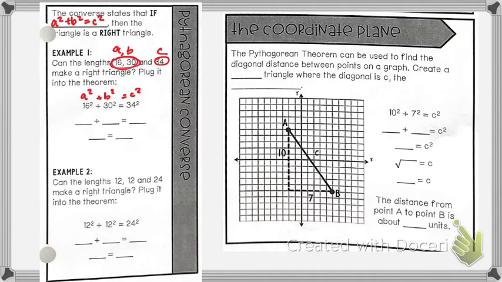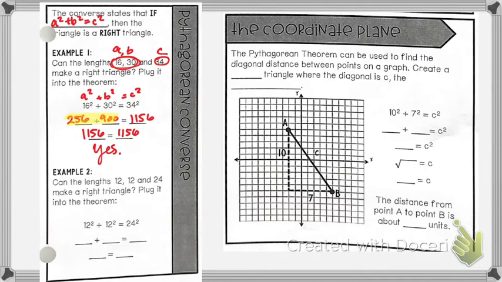So if we do 16 squared, we get 256. 30 squared is going to give us 900. And 34 squared is going to give us 1,156. Now let's add these two together and see if it gives me that 1,156. So we got 256 plus 900, and I do, in fact, get that same number. So that means that the side lengths 16, 30, and 34 can be a right triangle. So it's a yes on this one.